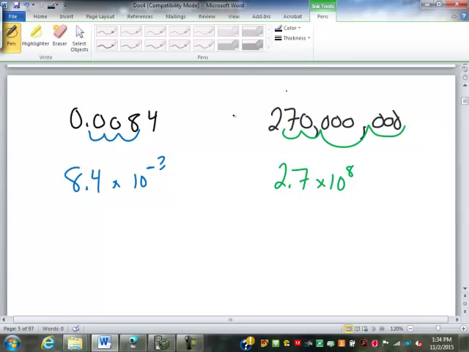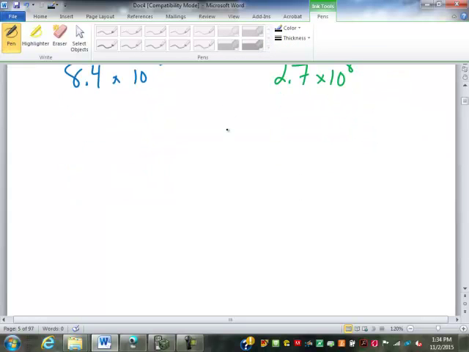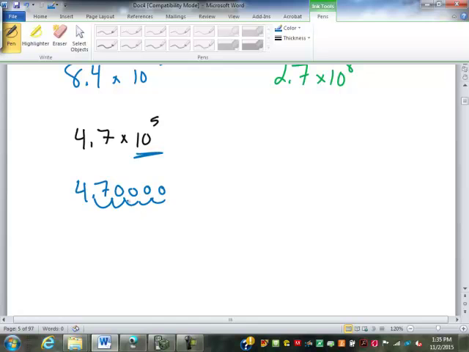Well, how about going the other direction? How about taking a scientific notation and turning it back into a decimal number? Well, first of all, that's a positive power, which means that this is a big number, right? How many places do I have to move the decimal point? 5. So 1, 2, have to add zeros, 3, 4, 5. That's 470,000.